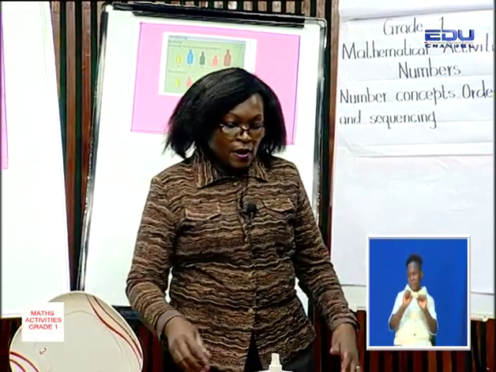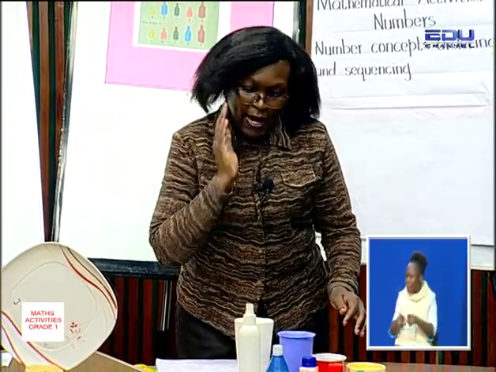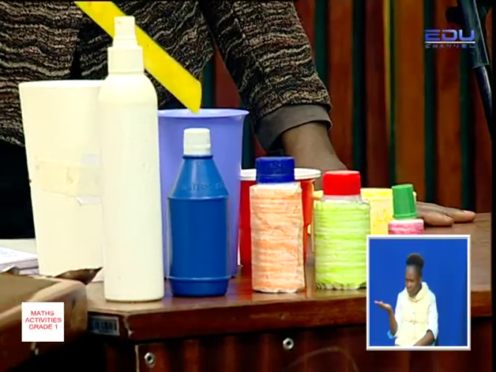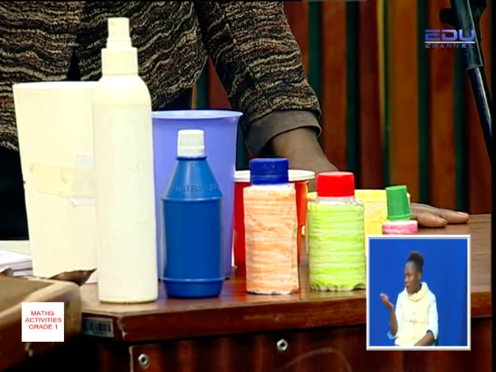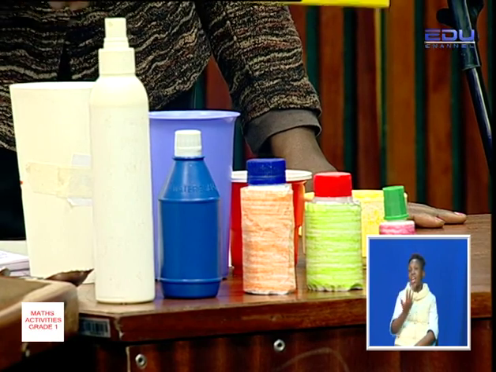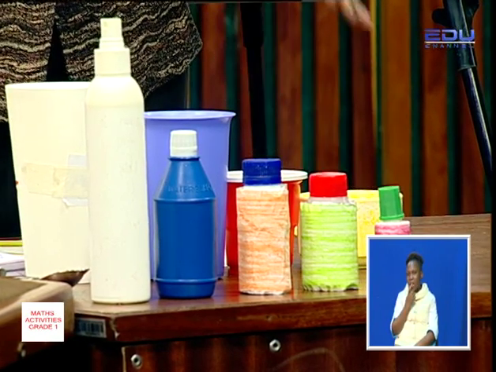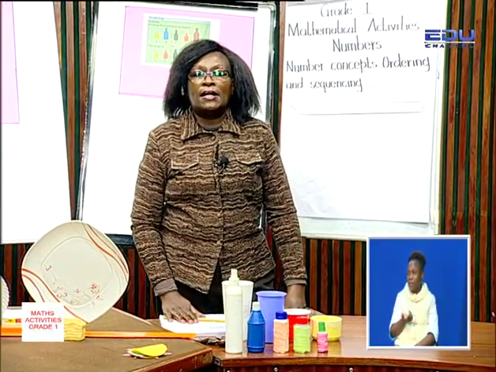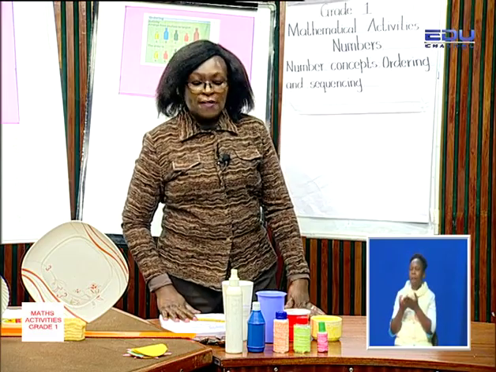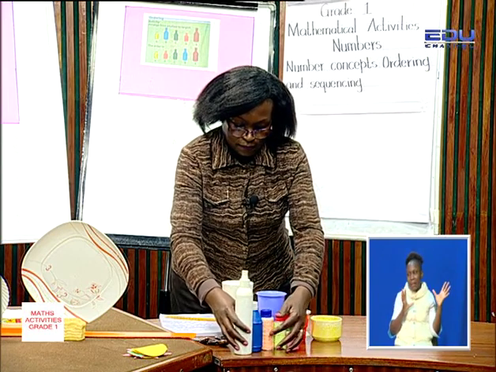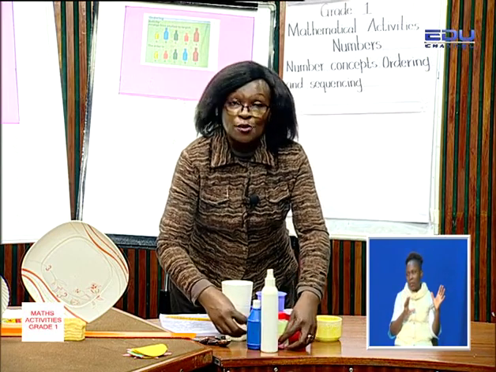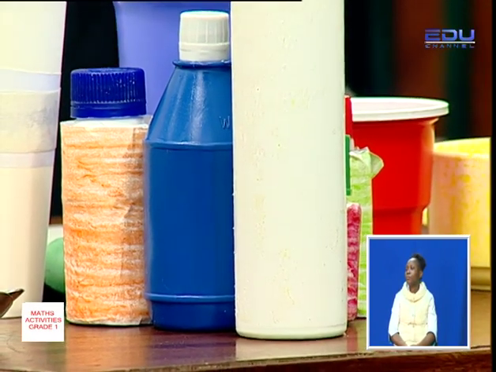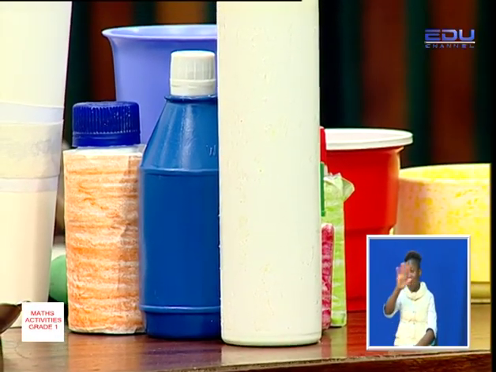Now, on my table here too, I have some bottles. I have a white bottle, I have a blue bottle, orange bottle, there is a green bottle, and a red bottle. Now, I want us to order the bottles from the largest to the smallest. I want us to order my bottles from the largest to the smallest.